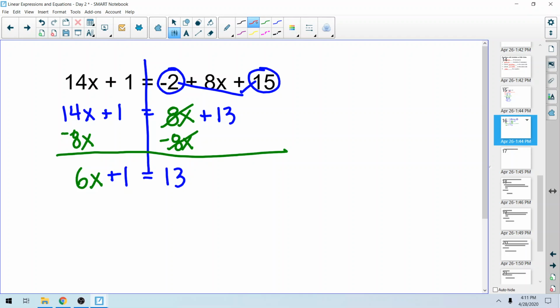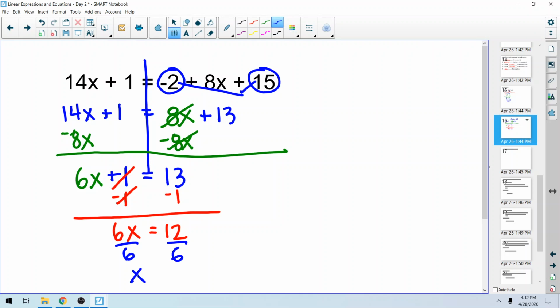Now we have to get our numbers to the other side. So the opposite of plus 1 is minus 1. 6x drops down. 13 minus 1 is 12. And then last but not least, divide by 6. And x equals 2.